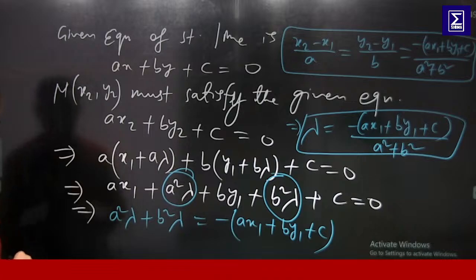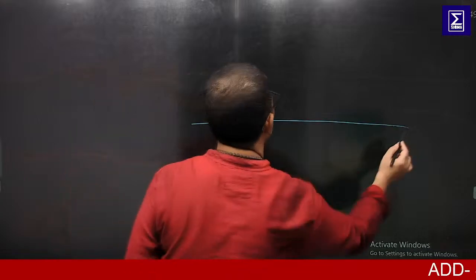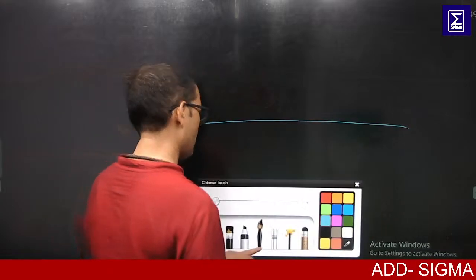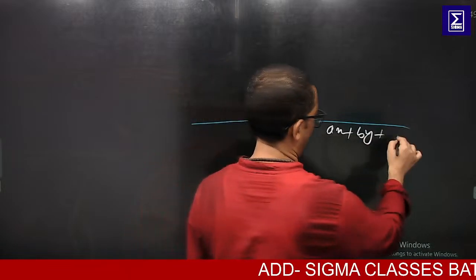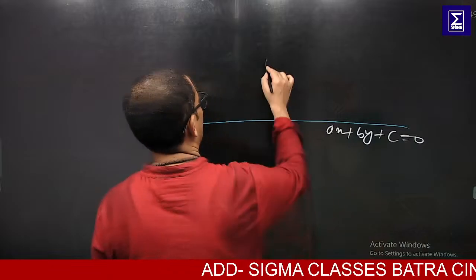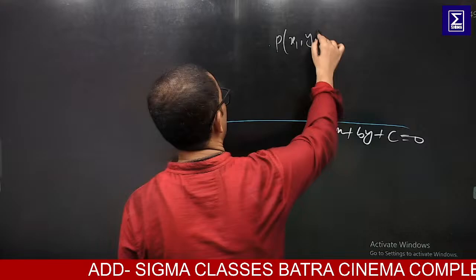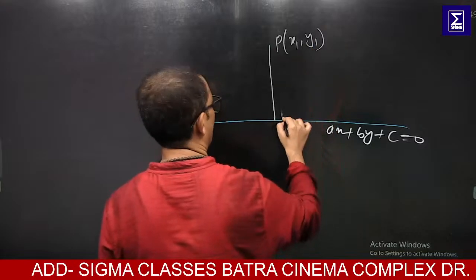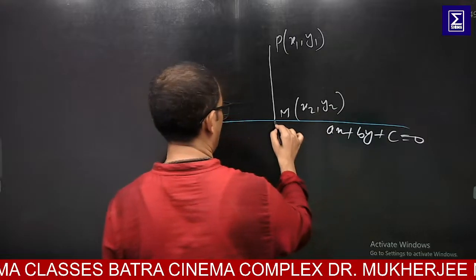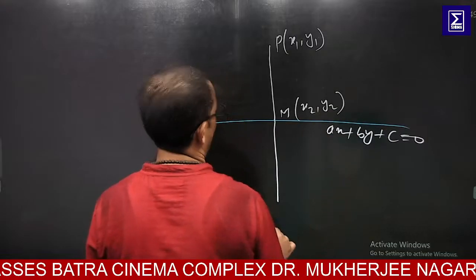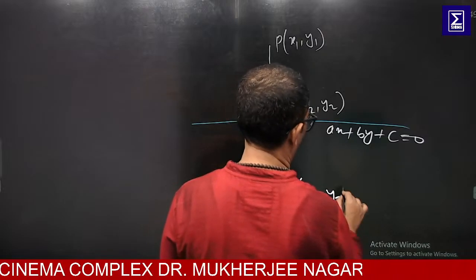Now moving to the further part here, this is the equation ax + by + c = 0. There was a point P (x1, y1), this PM, the M is (x2, y2), and the same is reversed up to a point Q. The coordinate of Q is (x3, y3).